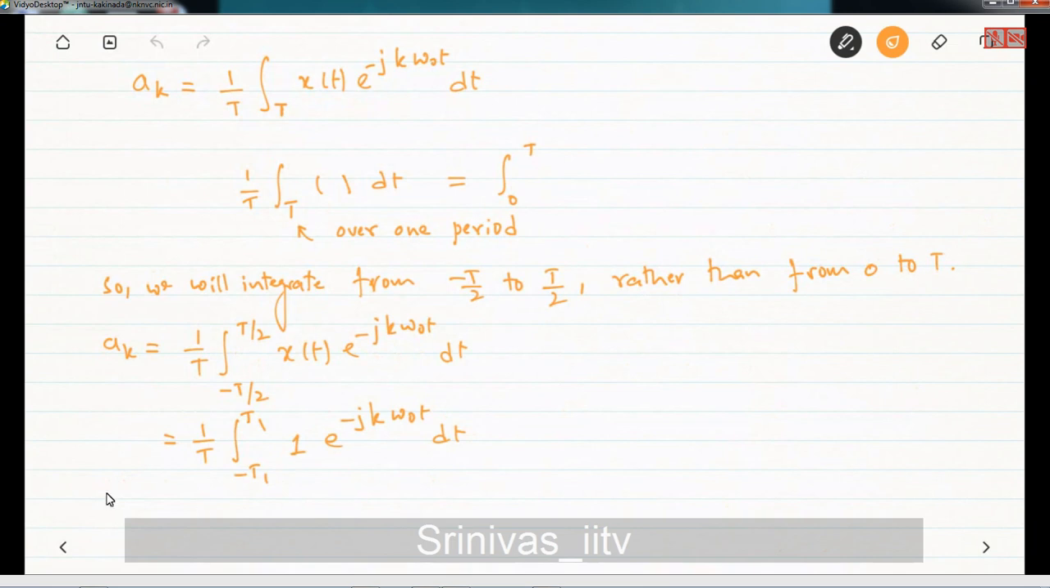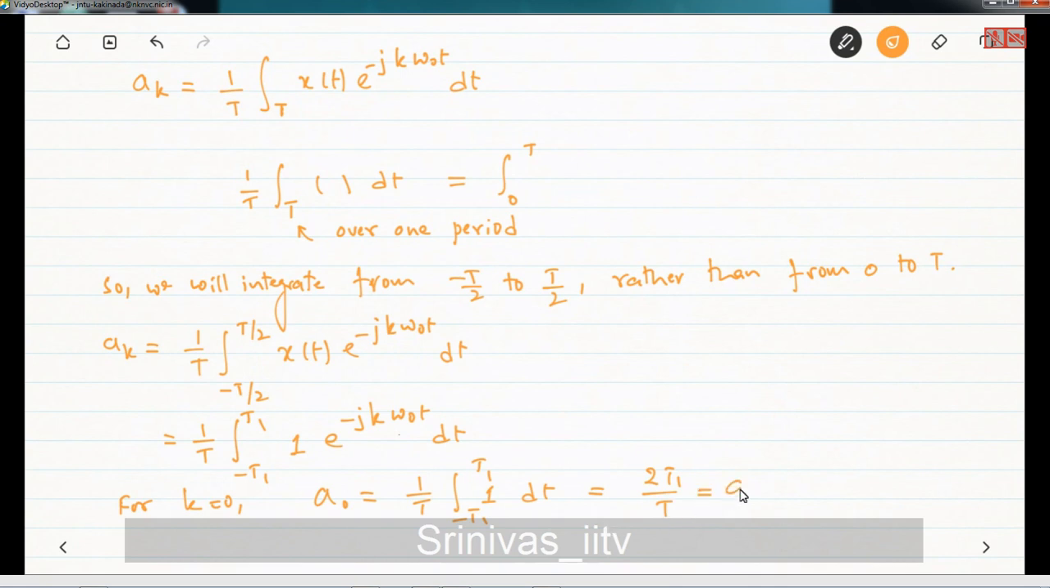So let's evaluate this. For k equal to 0, a_0 will be 1 by T integral from minus T1 to T1 of dt. When k equal to 0, this exponential will also become equal to 1, so it is simply 1 dt. So this is 2T1 by T.